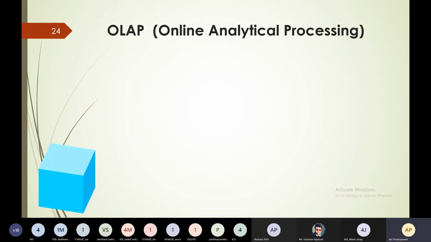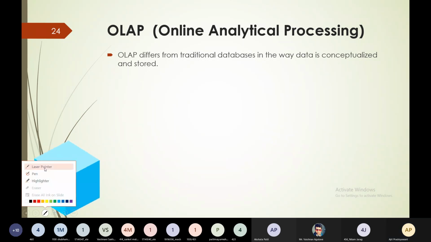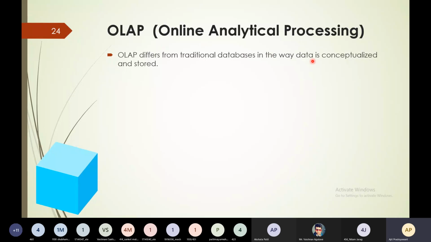So online analytical processing. OLAP means what? Online analytical processing. OLAP differs from traditional databases in the way data is conceptualized and stored. So this OLAP is different from your traditional databases, and data is conceptualized and stored in a different way.